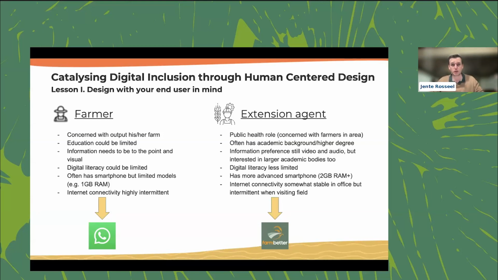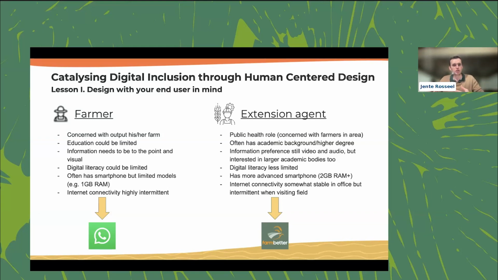The digital literacy of farmers was more limited compared to extension agents. And often also the smartphones these farmers had were more limited than the smartphones that the extension agents had, who are public officials, so they work for the government. And even the internet connectivity, and so the infrastructural context was very different.